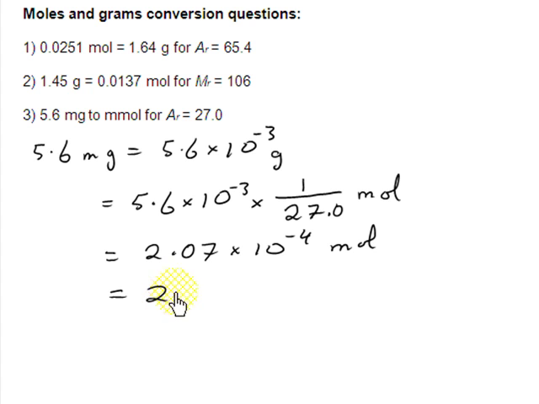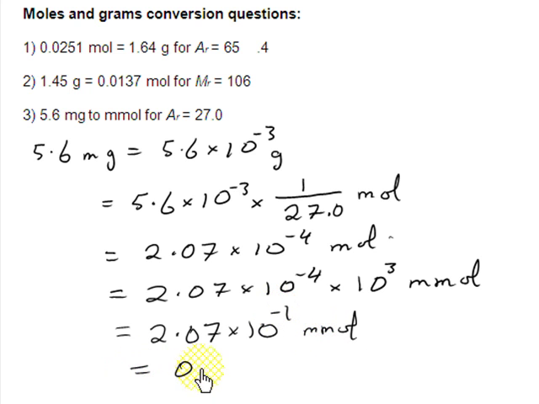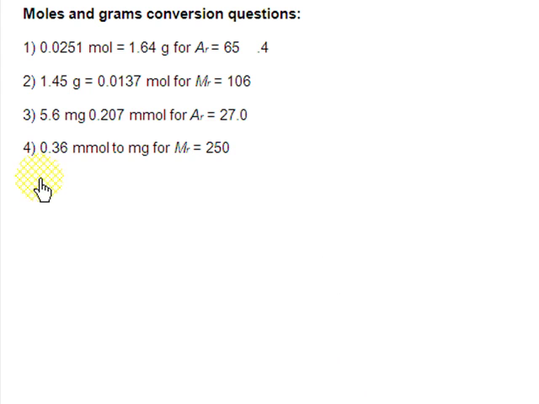We then know that a mole is equal to 10 to the 3 millimoles. So we've replaced the mole with 10 to the 3 millimoles. Finally, adding up the powers of 10, minus 4 plus 3 will be 10 to the minus 1. So this will give us equals 2.07 times 10 to the minus 1 millimoles, which equals 0.207 millimoles.